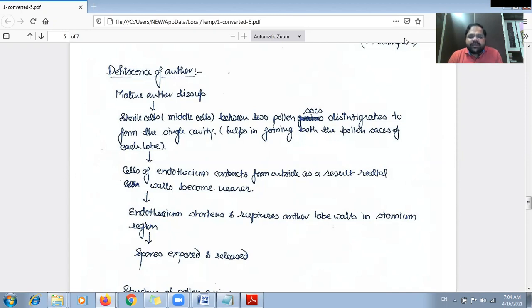Then the endothecium shortens and ruptures the anther wall towards the stomium region. Towards the stomium region, due to drying of the cells, the stomium will open the anther wall. So when the anther wall opens, the spores present inside the microsporangium will be exposed and released for pollination.